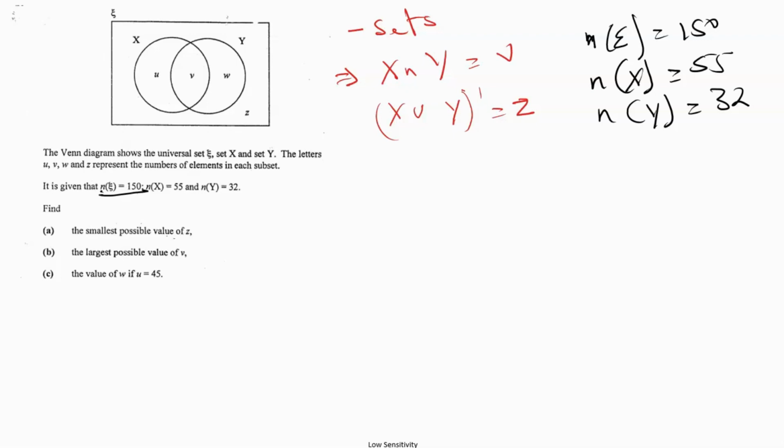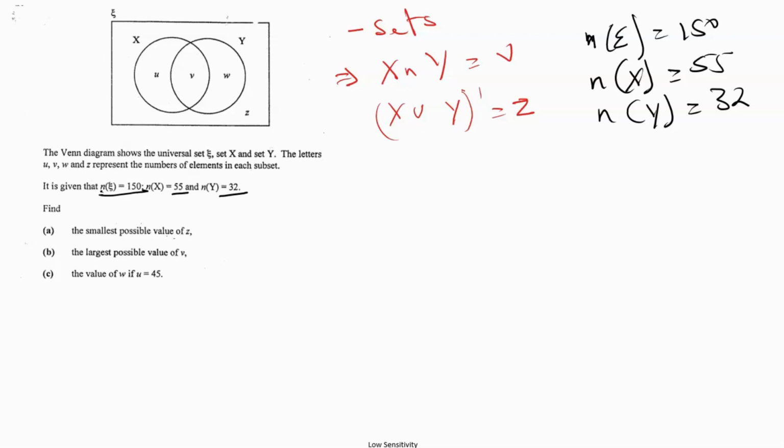Okay, so how do we get the smallest possible value of Z? That means, in order for us to get that, the values of Y and X have to be at their maximum. And the maximum, we know that it's 55 and 32.